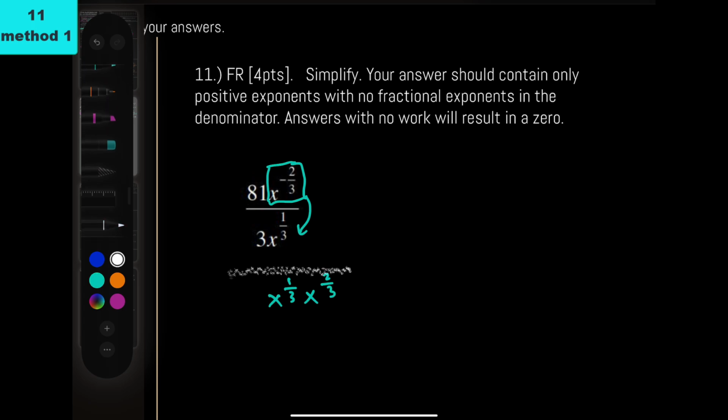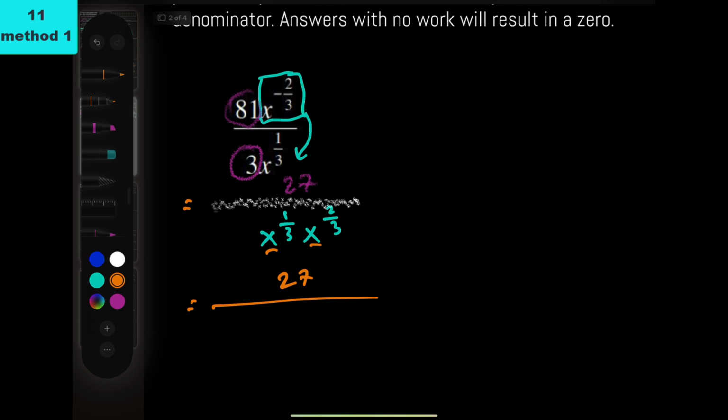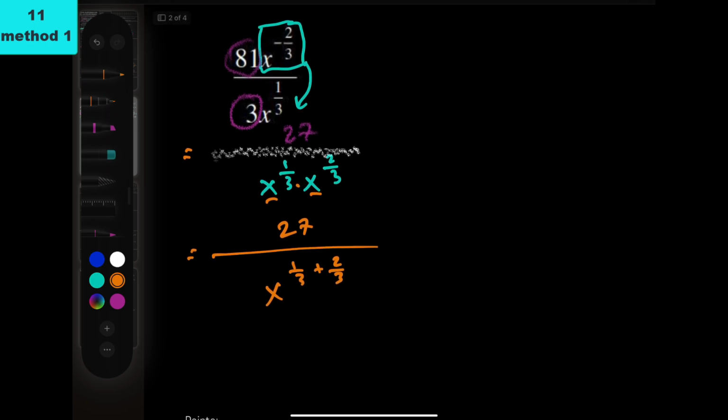Okay. Here, you can just divide. 81 divided by 3 gives you 27 in the numerator. Okay, so I have 27 now. And then you have the same base. You're multiplying, so you can add the exponents. Go ahead and just add across here. 1 plus 2 is 3. That just gives you 27 over x is our answer.